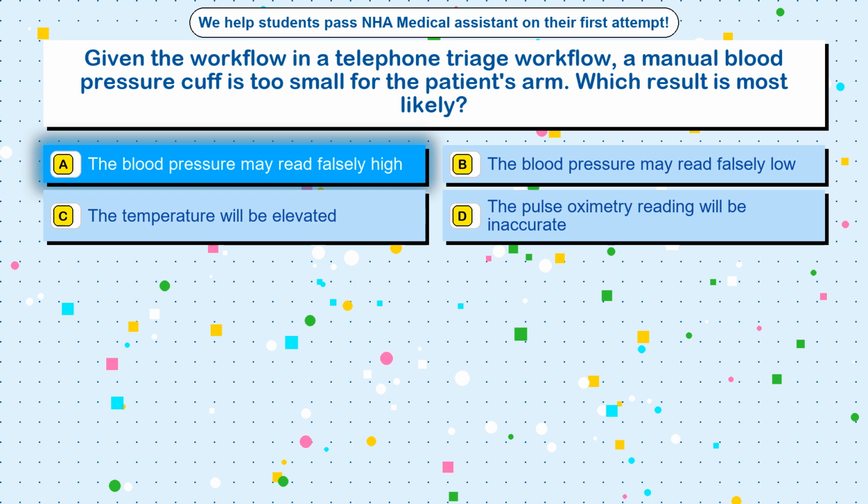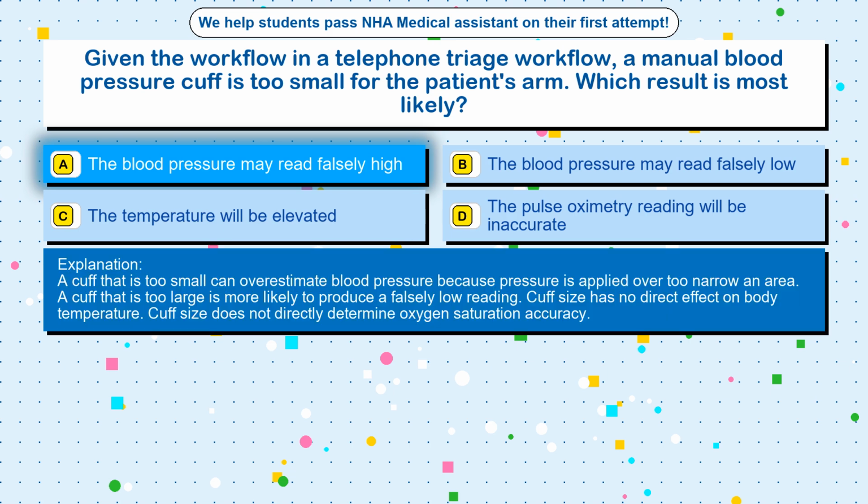The correct answer is option A, the blood pressure may read falsely high. A cuff that is too small can overestimate blood pressure because pressure is applied over too narrow an area. A cuff that is too large is more likely to produce a falsely low reading. Cuff size has no direct effect on body temperature. Cuff size does not directly determine oxygen saturation accuracy.